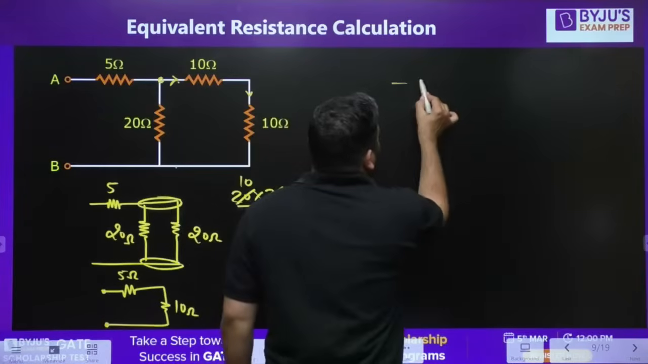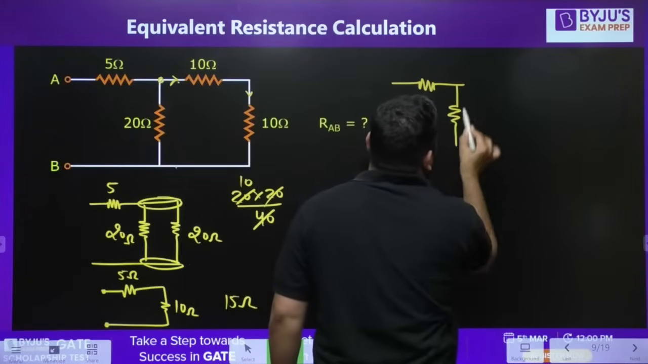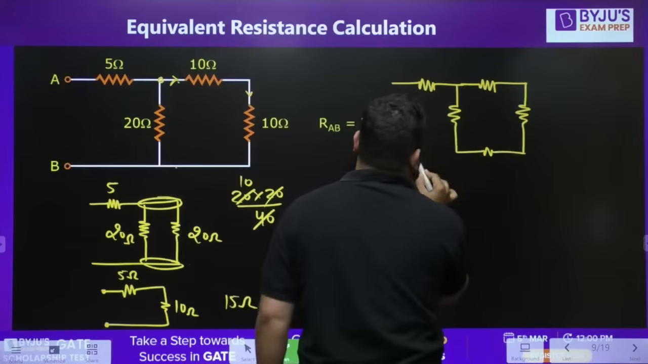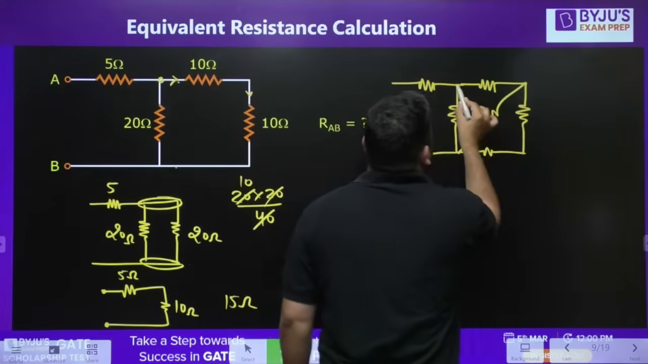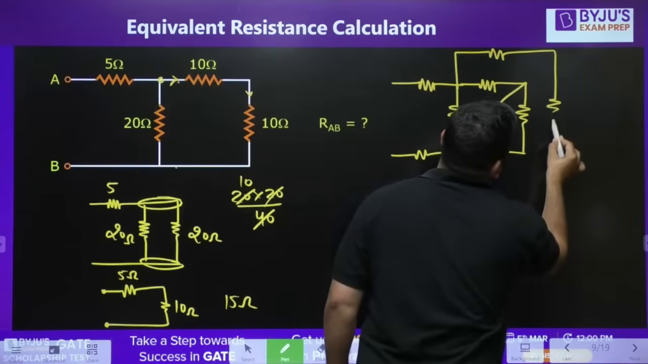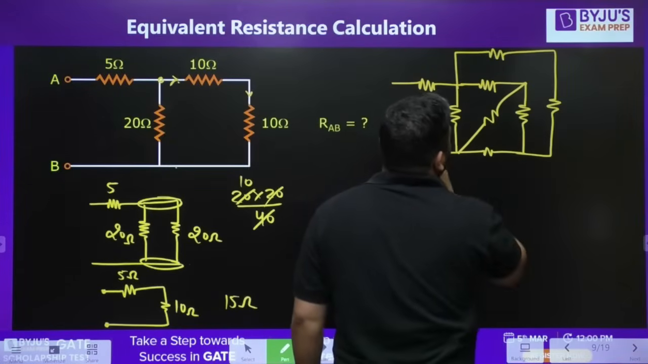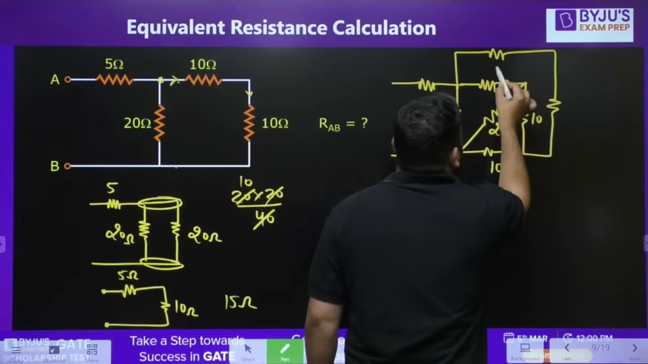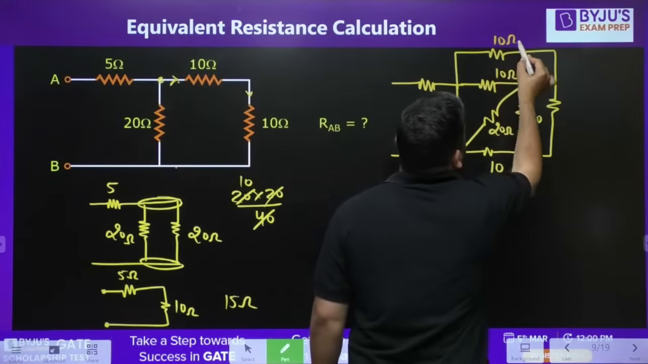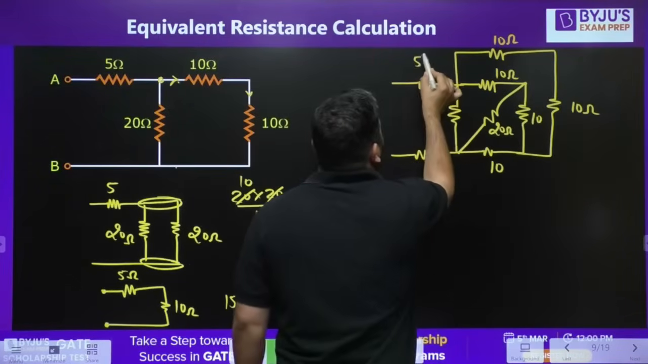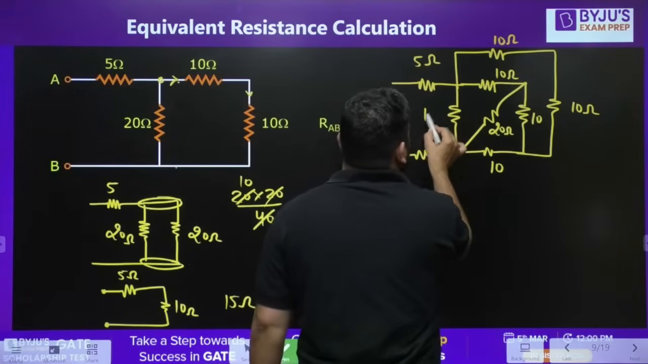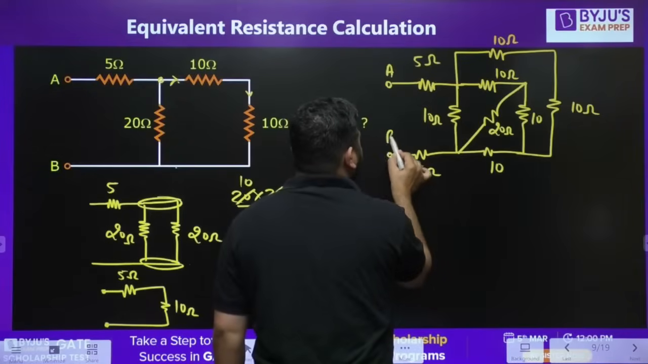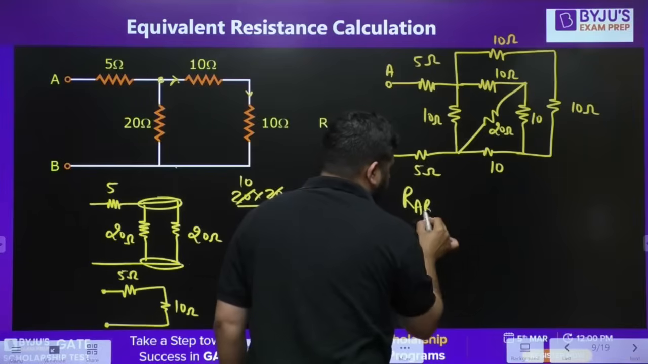Let's take one more question. Let's say I have the circuit like this. This is 10 ohm, 10 ohm, 20 ohm, 10 ohm, 10 ohm, 10 ohm, 5 ohm, 10 ohm, 5 ohm. This point is A, this point is B. Please tell me what is RAB.